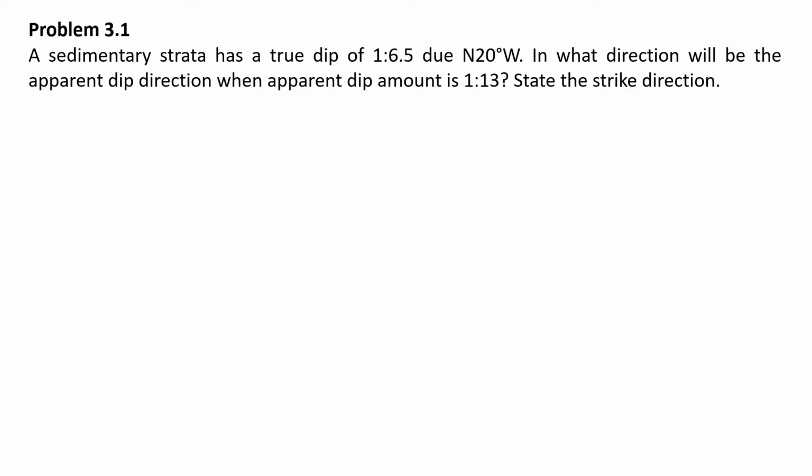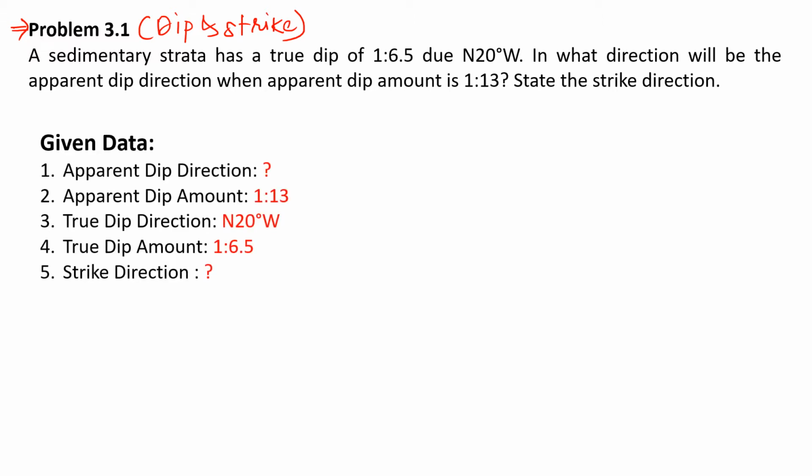Okay, so here, problem number 3.1 from dip and strike. Okay, so dip and strike problems we will be solving here. Okay, so then a sedimentary strata has a true dip of 1:6.5 north 20 degrees west. We'll be writing down this in a given data. So they have given a true dip direction, that is north 20 west, and they have given true dip amount 1:6.5. They already read it in the problem, and they have given apparent dip amount also, that is 1:13. When they give this data, we need to identify the apparent dip direction.